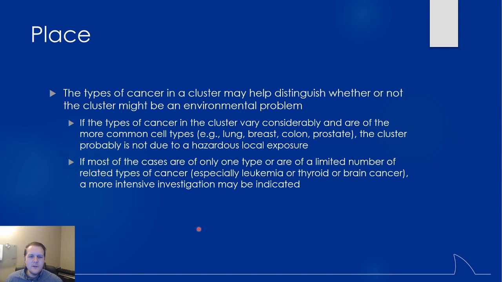And so, as I mentioned, the types of cancer in a cluster may be really helpful to distinguish whether or not it is an environmental problem. So, for instance, if it is a cluster that varies a lot in type, there are different types of cancer, so maybe one person has lung cancer, another person has prostate cancer, then it's probably not due to a single hazardous exposure, right? Typically what you'd end up finding is that more people would have the same type of cancer. So for instance, if you had a bunch of people that developed thyroid cancer all at the same time, then that may lead to a more intensive investigation because they could all be linked to the same sort of toxic exposure.